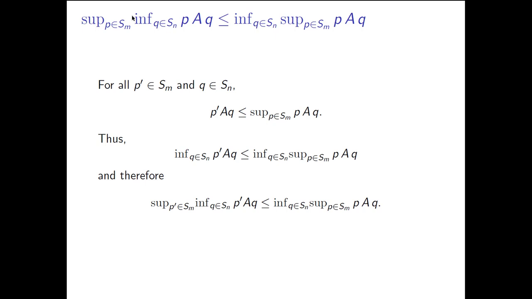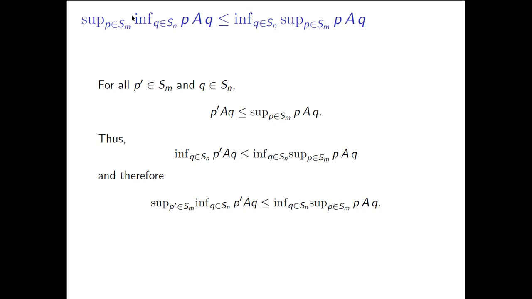Let's try. So first, one of the inequalities is easy, and the other one is not so easy. This is the easy one. But nevertheless, let's have a look. So first fix a P prime and a Q. And then this inequality holds, because here we have P prime and Q, and here we have the same, but going to the supremum of the P's. The supremum is bigger.